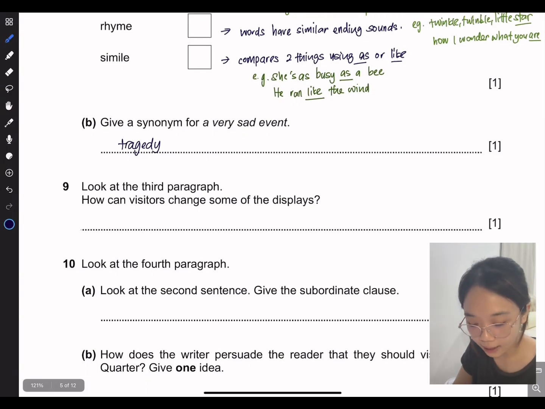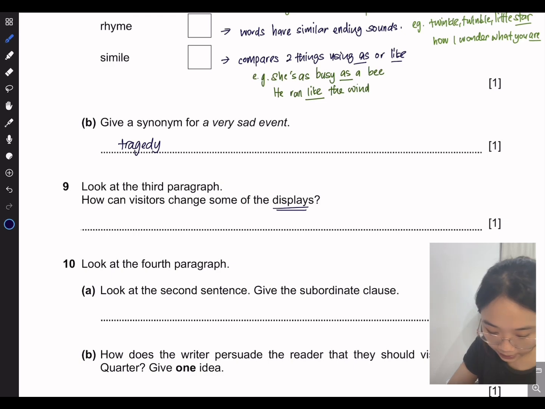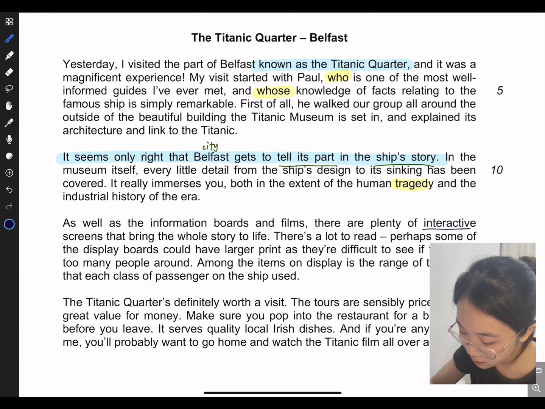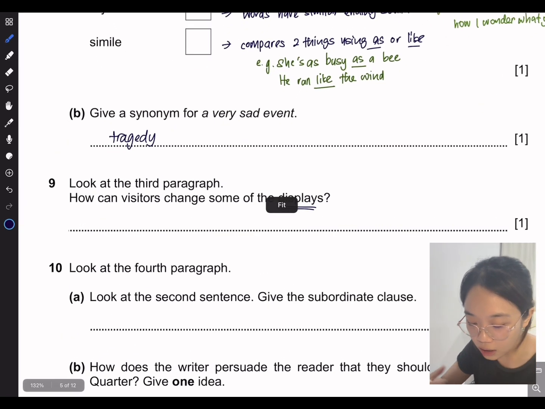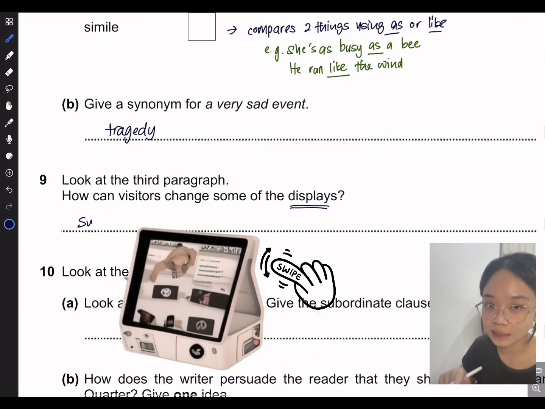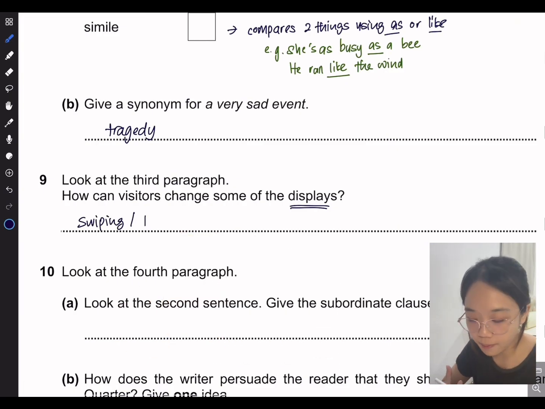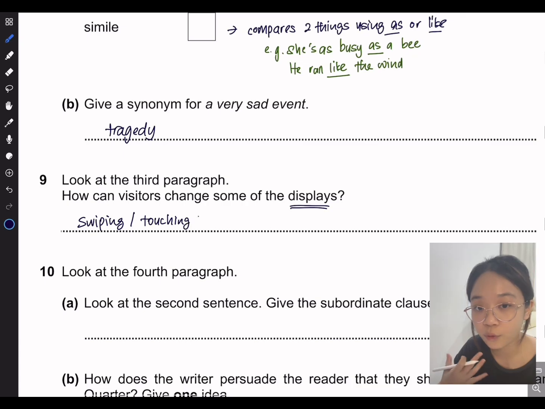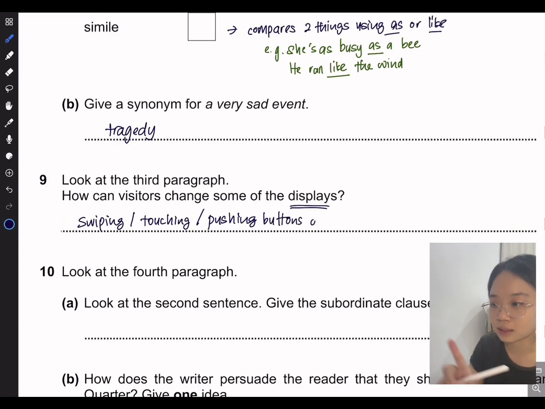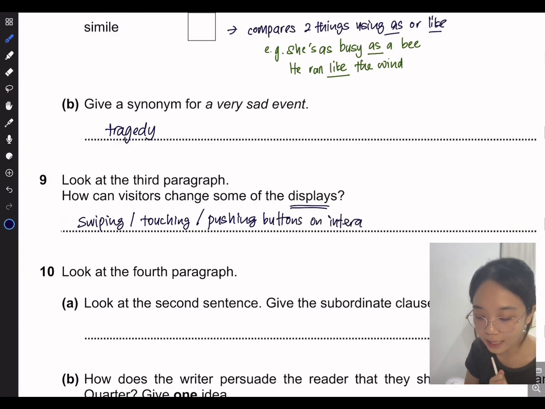Okay, so question 9, look at the third paragraph. How can visitors change some of the displays? So the displays here that they are referring to is interactive screens. So of course visitors can change the displays by swiping or pressing buttons. You can actually imagine these displays or interactive screens as those that you see on kiosks. Like, you know, when you order McDonald's, you have a kiosk and you have to click the buttons and you can actually swipe. Yeah, so that's the way how visitors can change the displays.